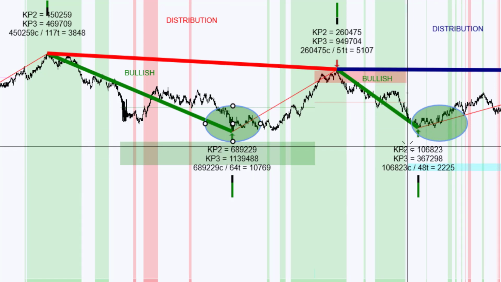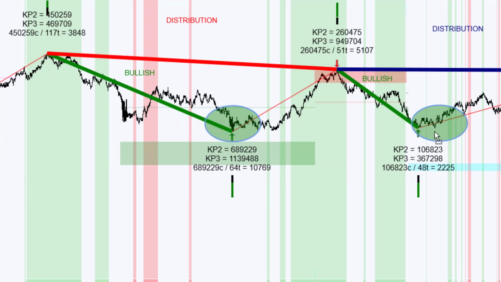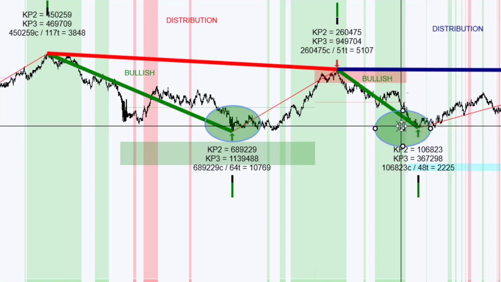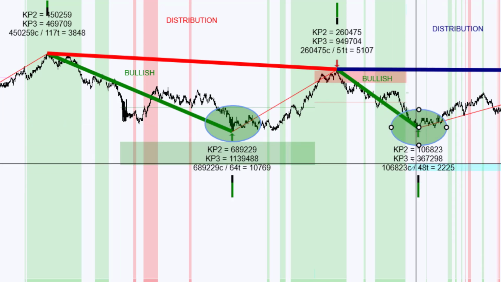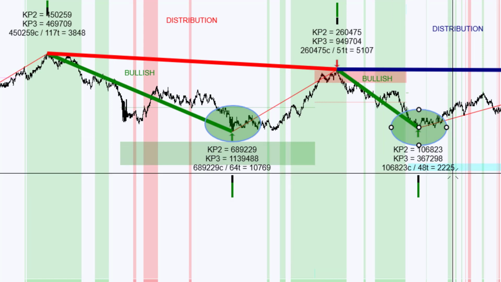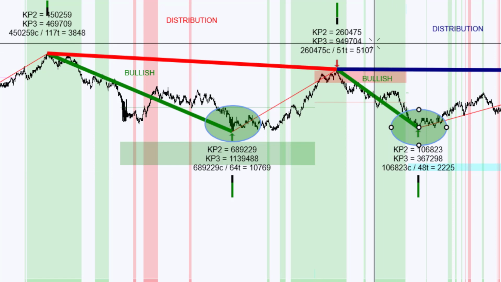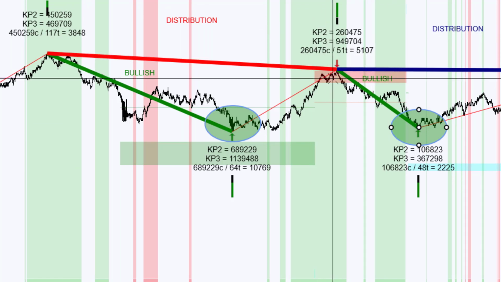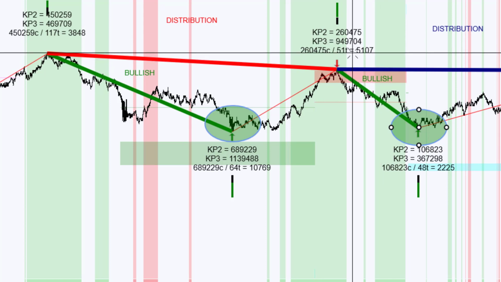Same thing with right here, although the number wasn't as extreme as 689,000, it was 106,000, which gives us 2,200 shares per penny on the way down. And that is something that I would consider to be an accumulation. Conversely, up at the top, we also see two numbers, 3,800, 5,100. Those numbers are also extremely high.